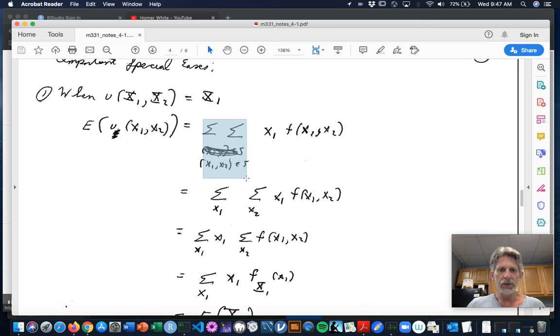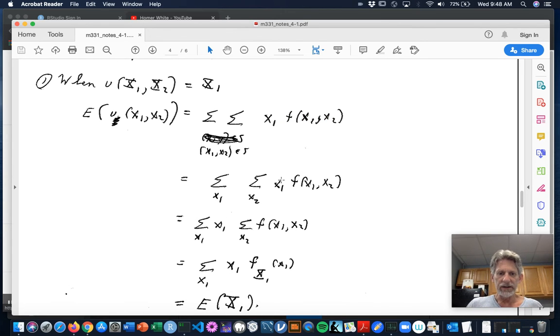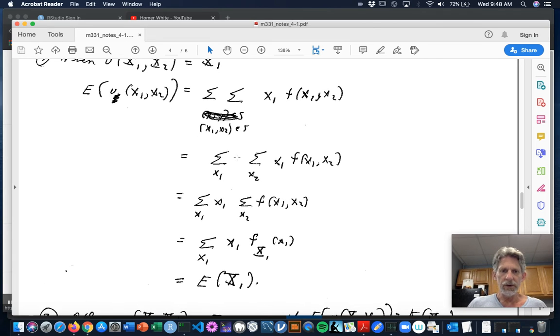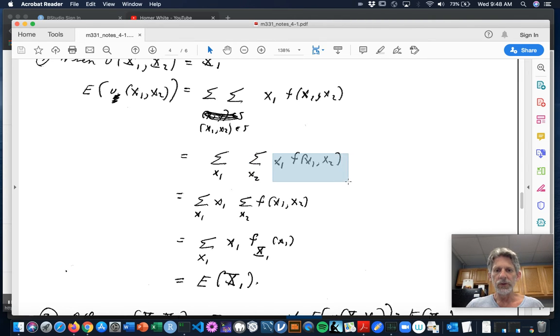It would be the sum over all the ordered pairs in the sample space of u of x1, x2, so it's the little x1 times the chance of getting exactly that ordered pair. And you can separate this out. What you could do is sum over all of the values that x1 could be, and then for any given x1, look at all of the possible x2 values that go along with that x1, and you would do x1 times f of x1, x2.